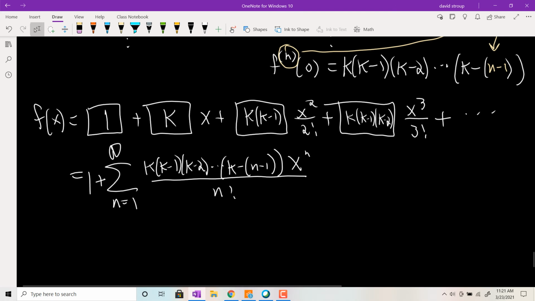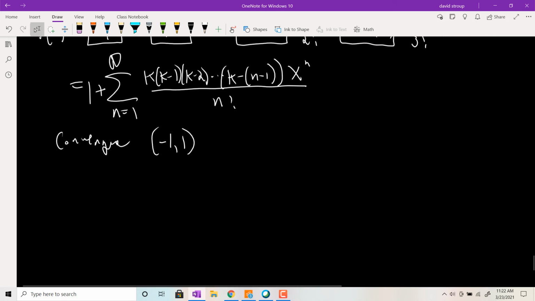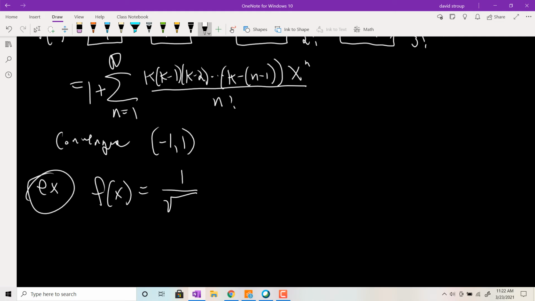Okay, so there's that. So what? And also this thing converges on the interval from -1 to 1, so we'll just give that to you. So what? Well, that's going to allow you to do Maclaurin series for things like this: f of x equals 1 all over the square root of 1 minus x.